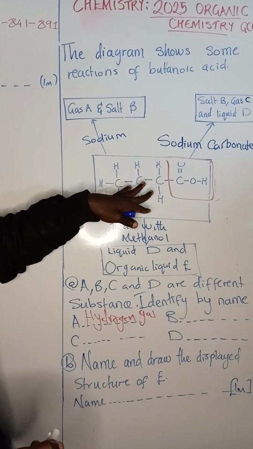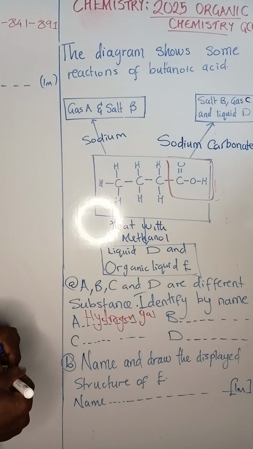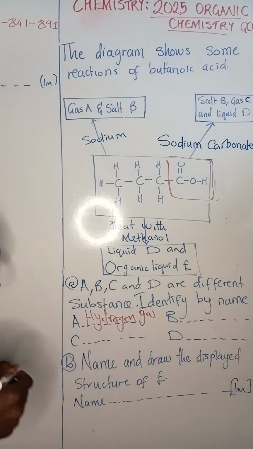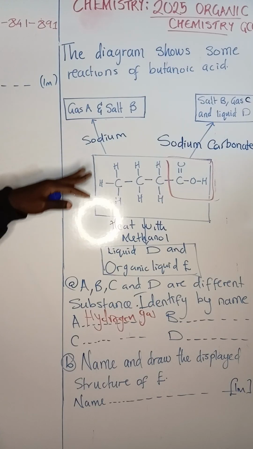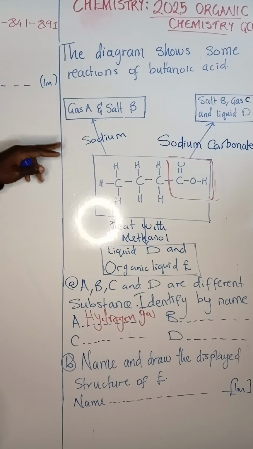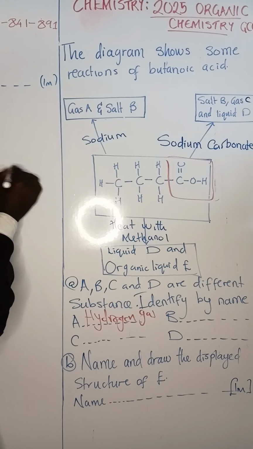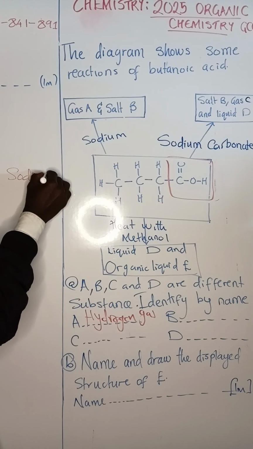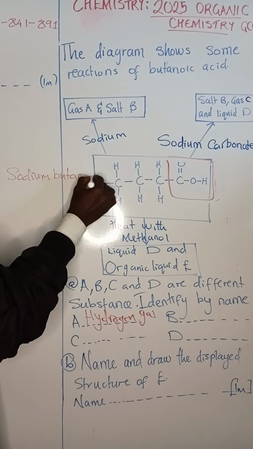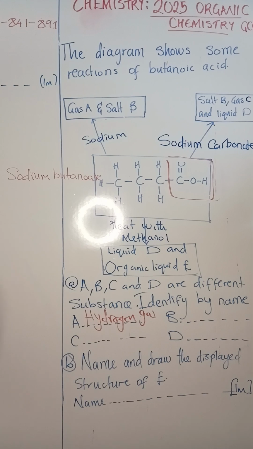So this butanoic acid, as it reacts with sodium, forms the salt. That salt is what we call sodium butanoate. The sodium butanoate.